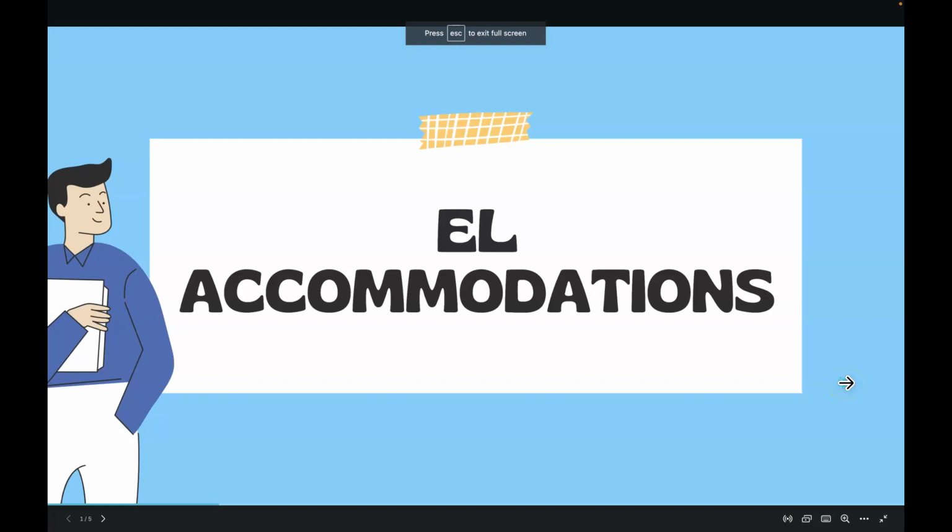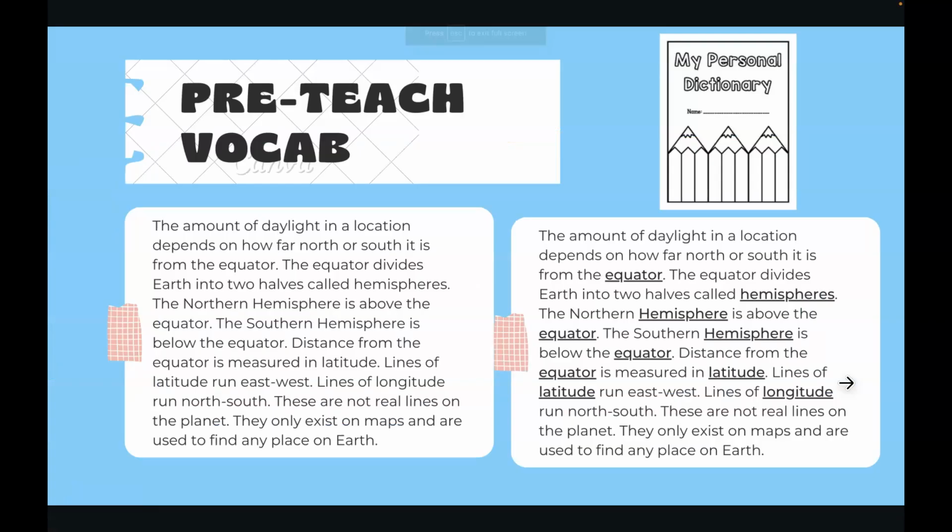Alright, so these are my EL accommodations. The first one was a pre-teach vocabulary, to pre-teach the vocabulary. So in this lesson, we would go over the vocabulary, and maybe everyone has a worksheet, but the EL learner just does a dictionary. They have my personal dictionary, and they add in the words. So equator, hemisphere, latitude, longitude. Those were our vocab words.